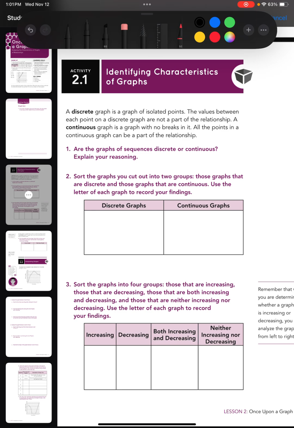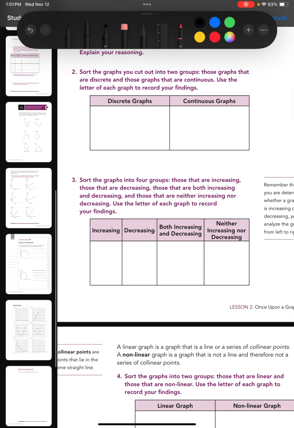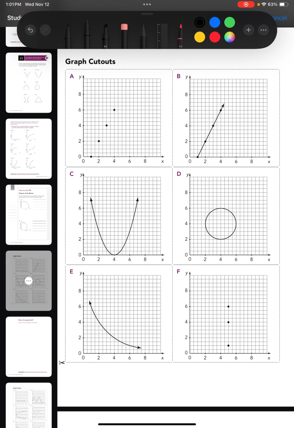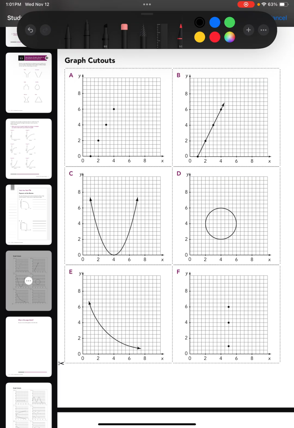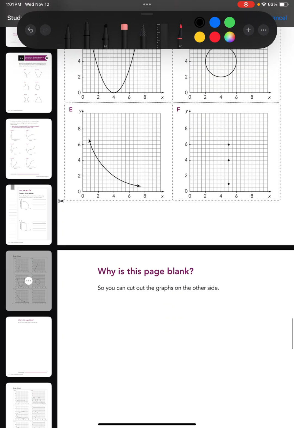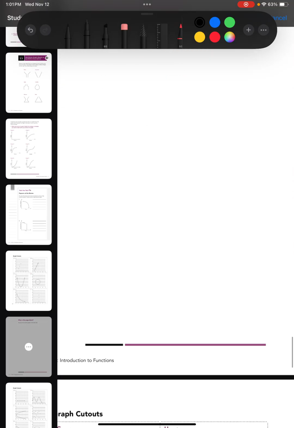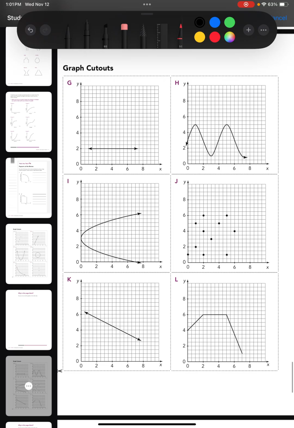So if you go look at those graphs, let's scroll to the very end to the graphs. The graphs that are discrete, that you can go back in and fill in on the lesson, are A. A would be discrete, F would be discrete, and I think there's another page of them. Yep, there's another page. And J would be discrete. So all those are just isolated points. All the other graphs, those would be continuous.